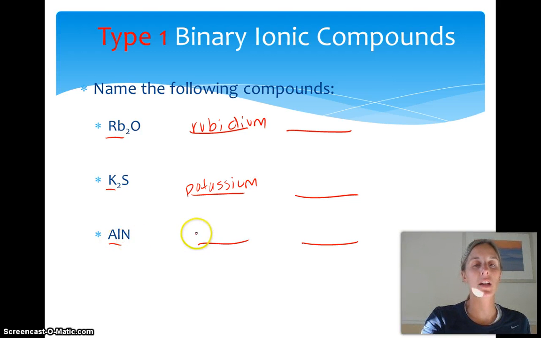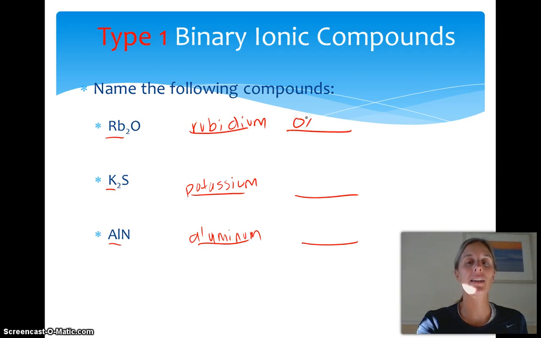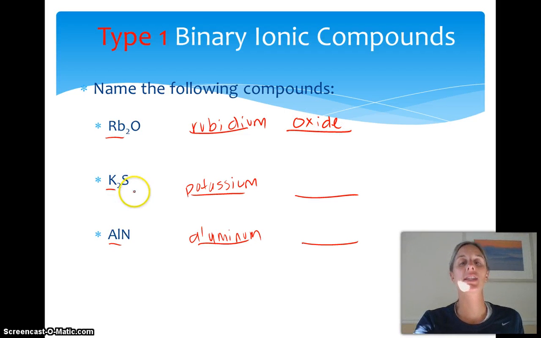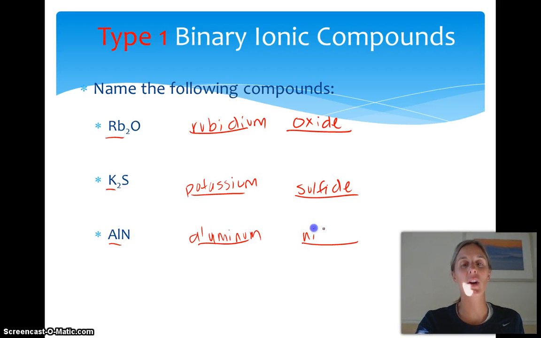And Al is going to be aluminum. The last name, we're going to change the element name to an IDE ending. So our oxygen is going to get changed to oxide. Our sulfur is going to get changed to sulfide. And you guessed it, our nitrogen is going to get changed to nitride.